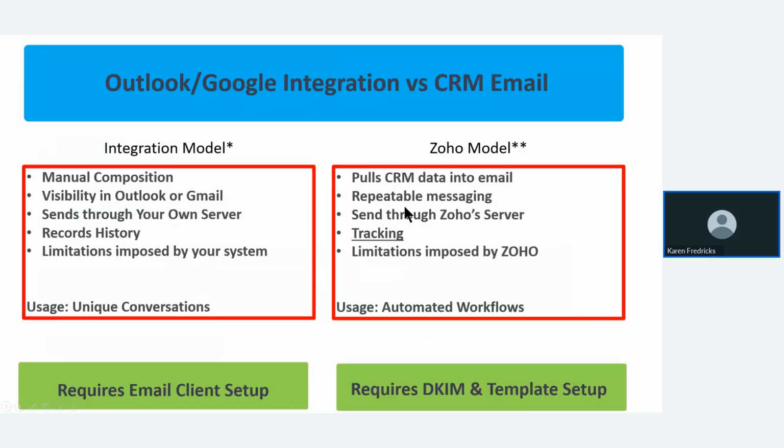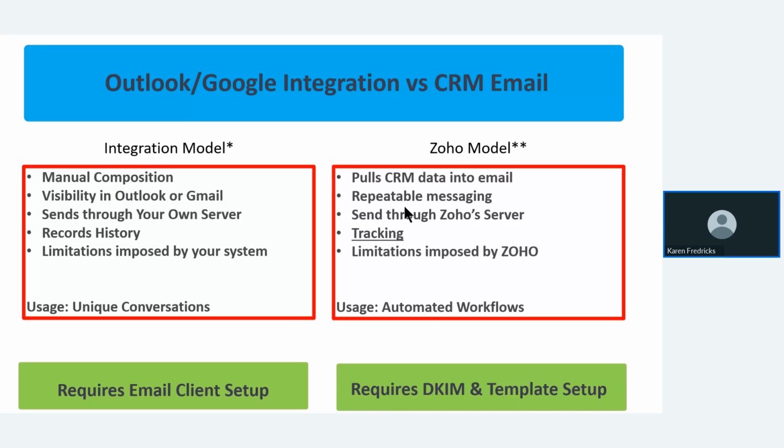So the integrated model is basically you're not using a template. You're going in there. You'll be able to see your email in Outlook or Gmail. It sends to your own server. It will record the history back into Zoho CRM, but any limitations are imposed by your own system. So if it's not working, it has something to do with your own system, not necessarily Zoho. And this is something you can use for unique conversations, kind of one-offs. I find that I'm using that much less and less.